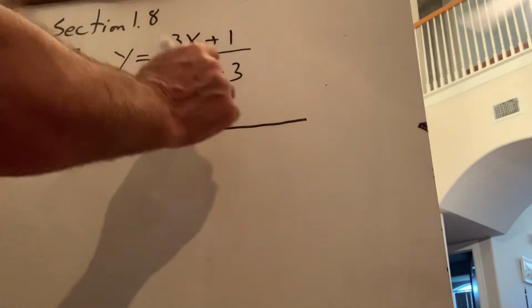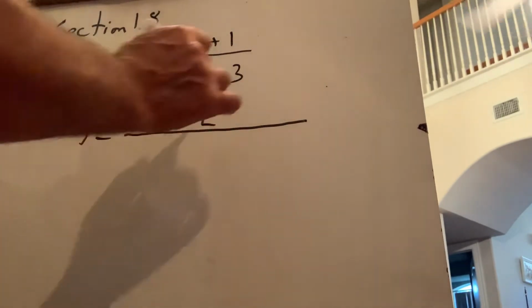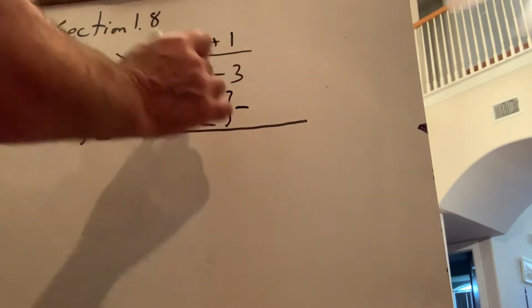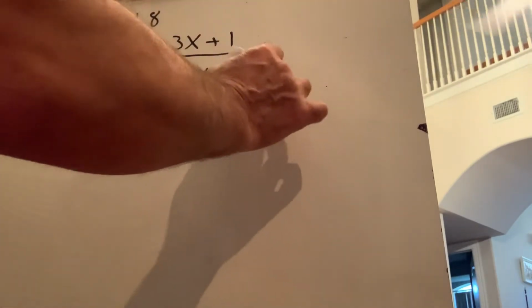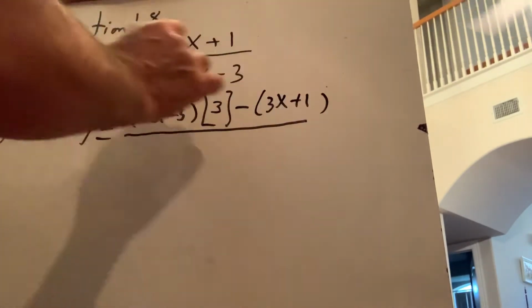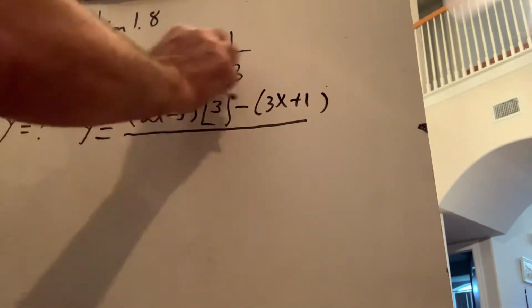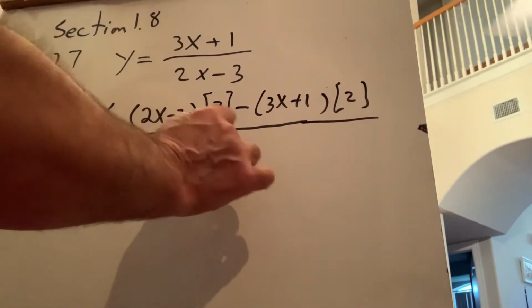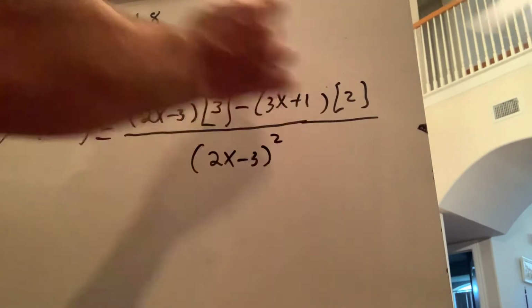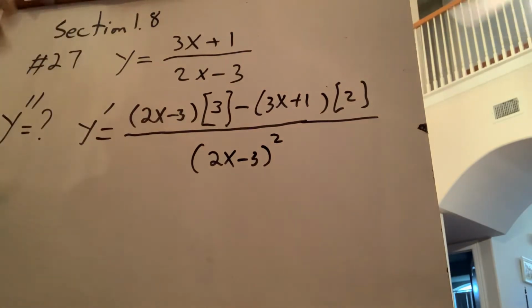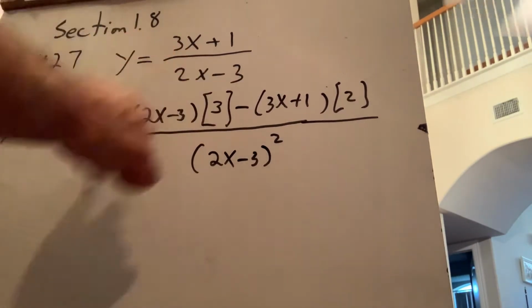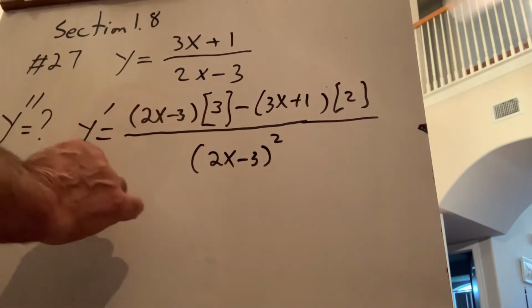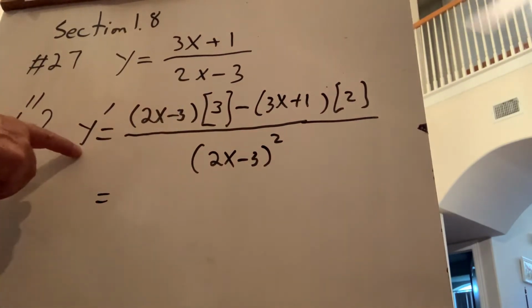Of course, the derivative of 3x plus 1 is simply 3. And then minus the top function, which is 3x plus 1, times the derivative of the bottom function. And of course, the derivative of 2x minus 3 is 2. And then all over the bottom squared. Don't forget to square the bottom. As you remember, this is the quotient rule, which I believe is in section 1.5 that we already studied.